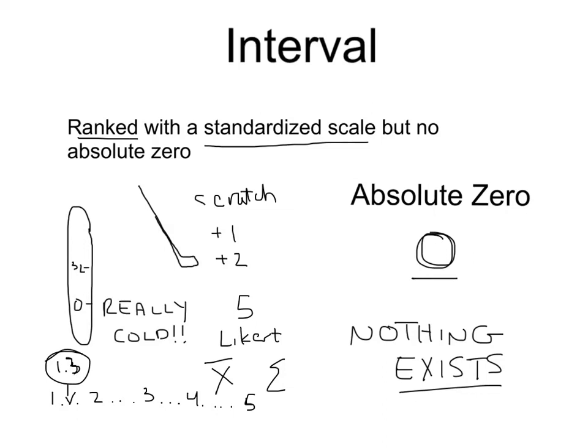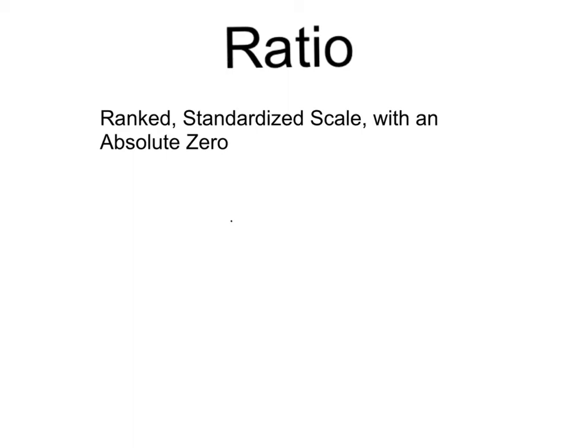Now, the last one we're going to finish off with is a ratio level of measurement. A ratio level of measurement is ranked, has a standardized scale, and has an absolute 0. This is the one that you're probably the most comfortable with because it's the one that we all have the most experience with. You could have a 10 kilogram weight. That is going to have an absolute 0 because if we had a weight that had 0 kilograms, the weight wouldn't exist. So weight has to be a ratio level of measurement.